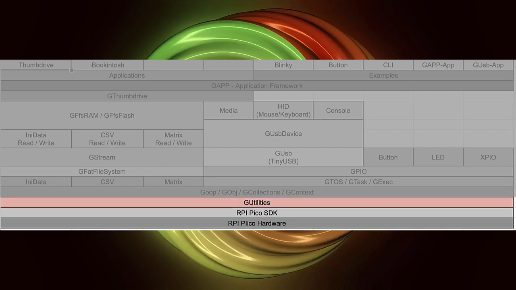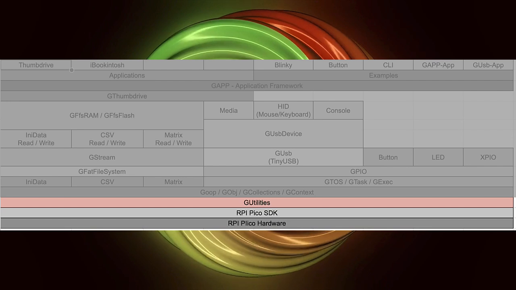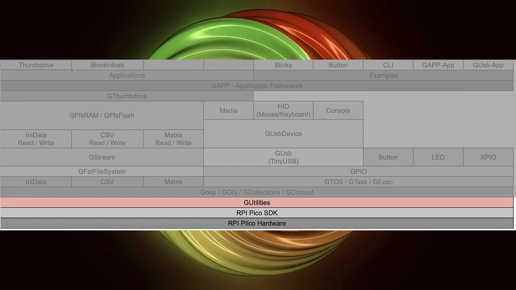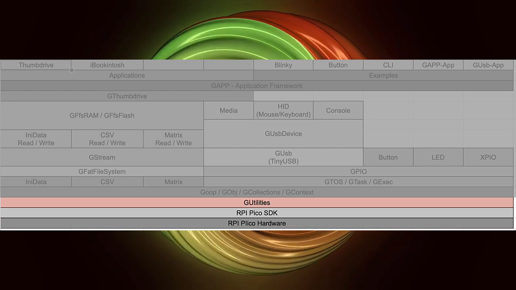Then the next layer up are GUtils. All of my packages begin with the letter G if they're part of GTOS, and if they're not part of GTOS, they begin with some other letter. But GUtilities are things like time and some string functions and so on.